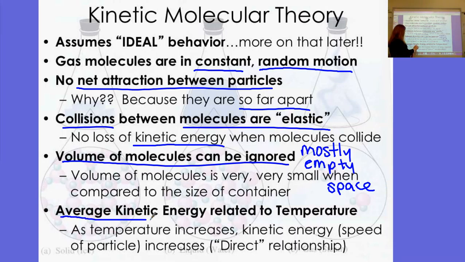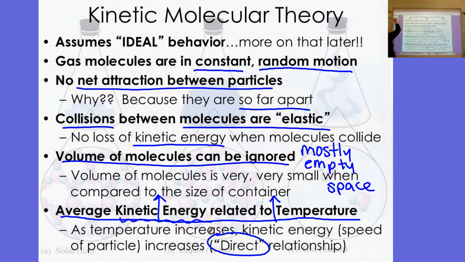And the last thing it says, average kinetic energy is related to temperature. That means as you increase the temperature, there is a relationship to the kinetic energy, or to how fast a particle will move. If you increase the temperature, the particles are going to move faster. So when they both increase, when temperature goes up, speed and kinetic energy go up, that's called a direct relationship.